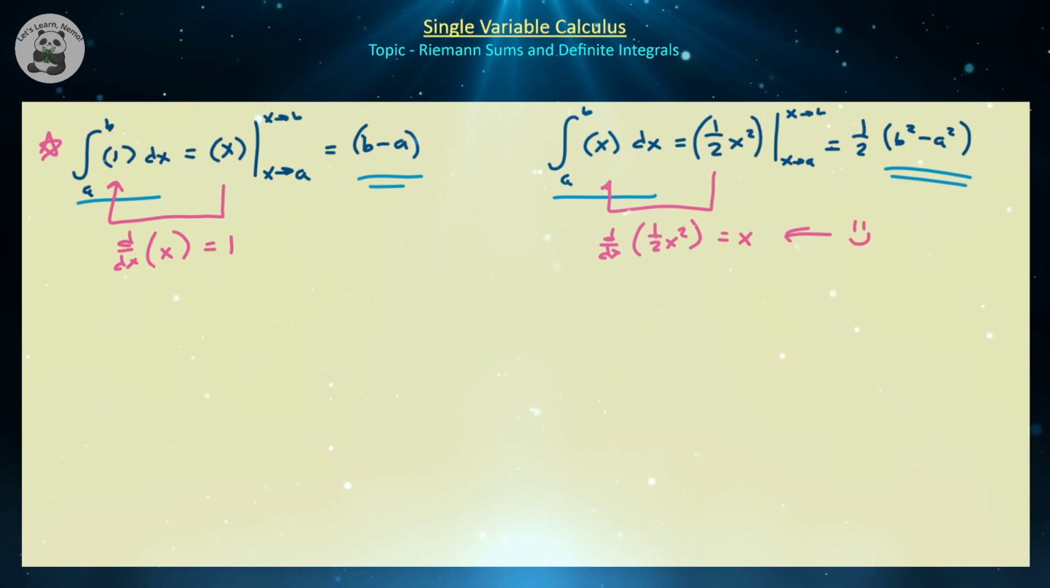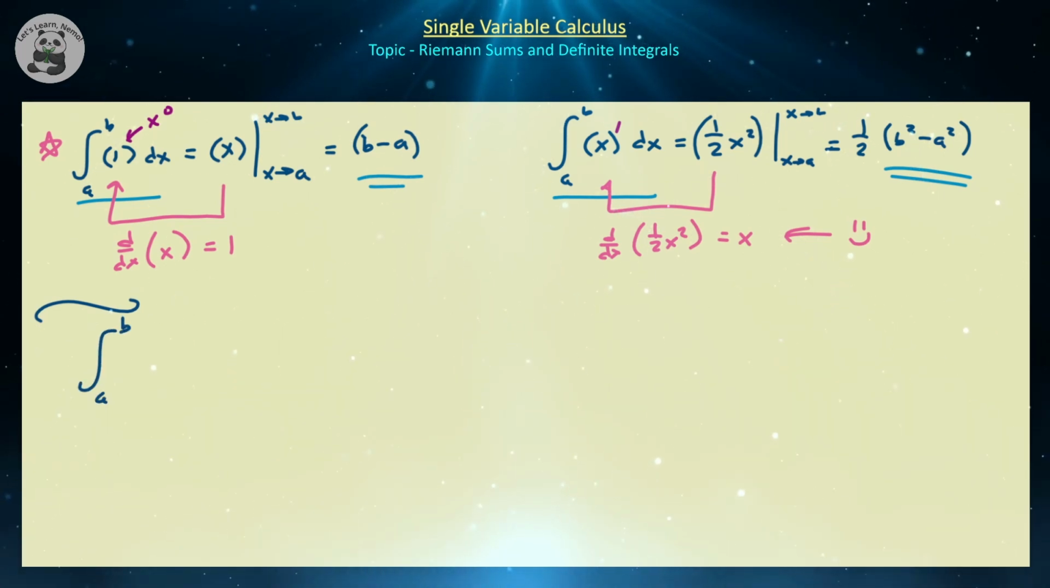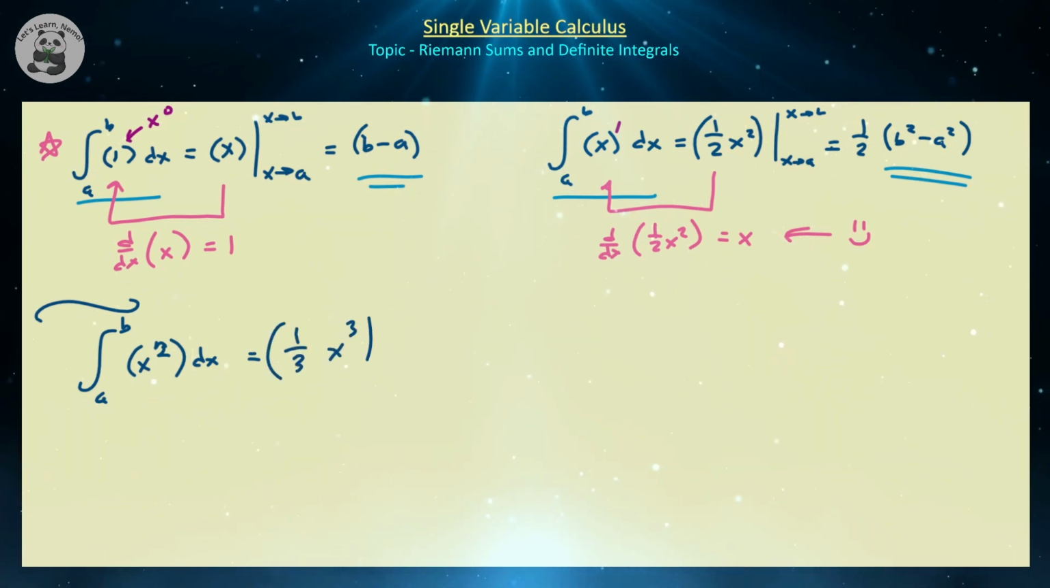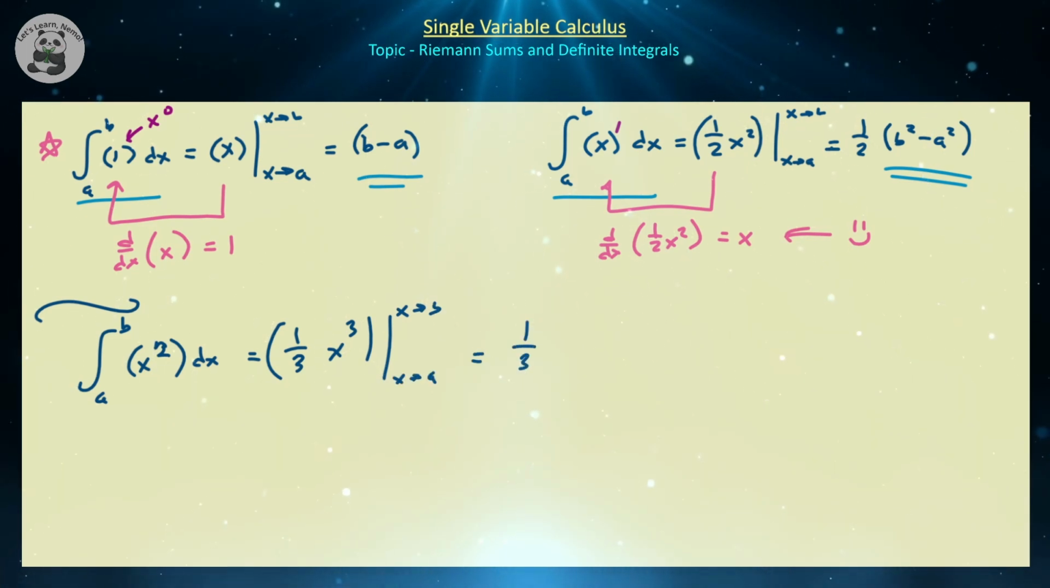But for now, what we're looking at is we're trying to generalize this property. For example, this 1 is just x to the power of 0. This is just x to the power of 1. What about x to the power of 2? Well, using some similar tricks to the proof for x, one can show that the integral of x to the power of 2 with respect to x is equal to 1 third x cubed evaluated as x goes to b and as x goes to a, which comes out to 1 third times (b cubed minus a cubed).